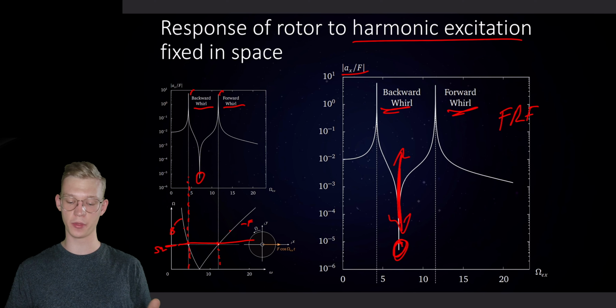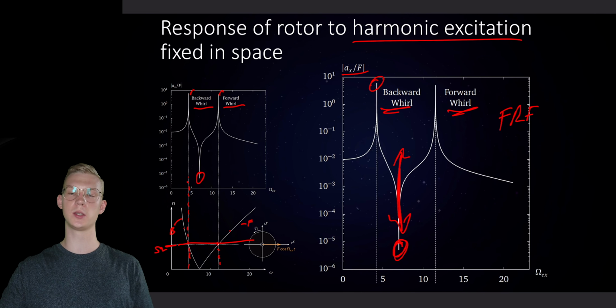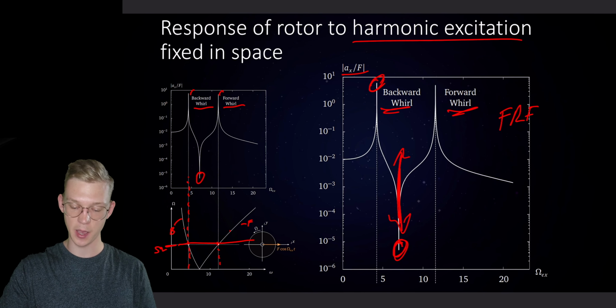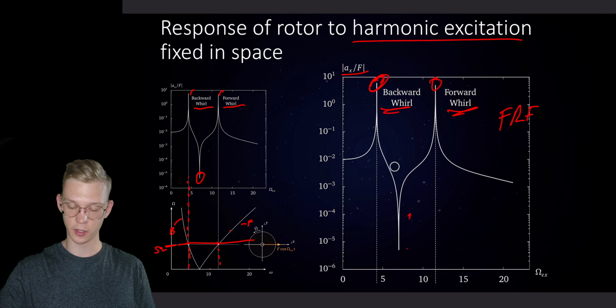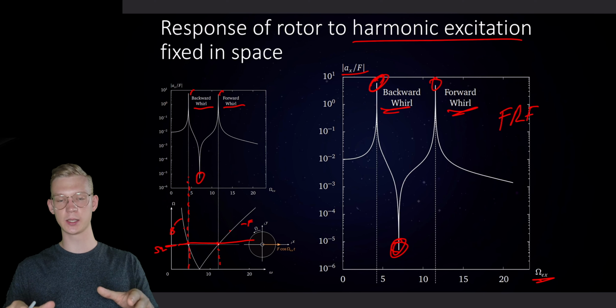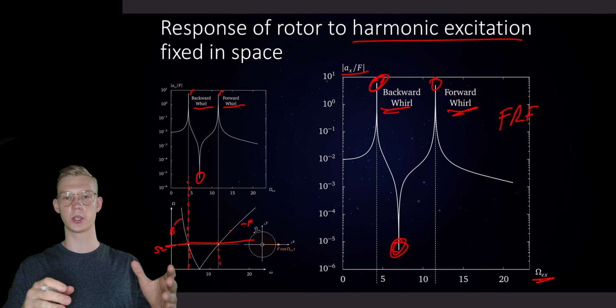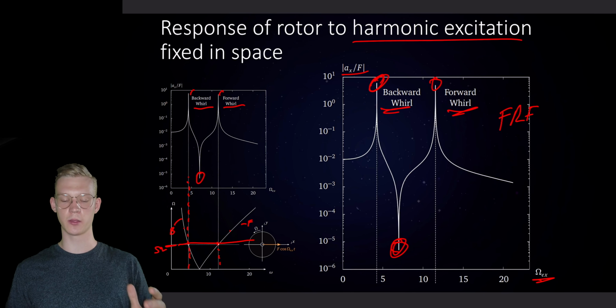And we're hitting both eigenfrequencies. So we have resonance at the backwards whirl eigenfrequency, and we have resonance at the forward whirl eigenfrequency. And the most important part not to forget is that there is a frequency where the excitation frequency for a specific rotation speed is just such that our system is not moving in the x direction, because the gyroscopic moments and the forces from our excitation cancel each other out.